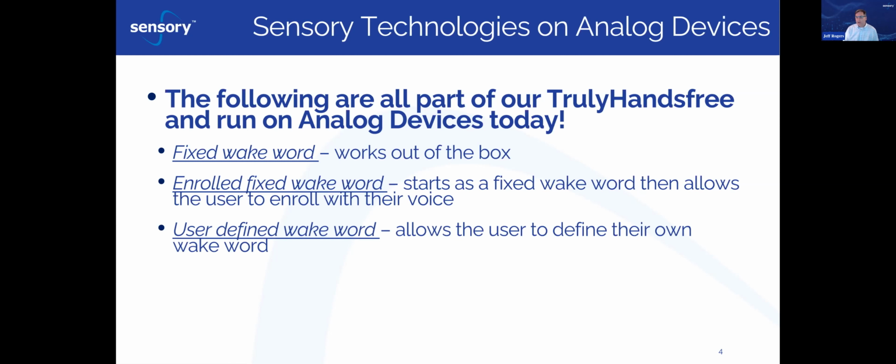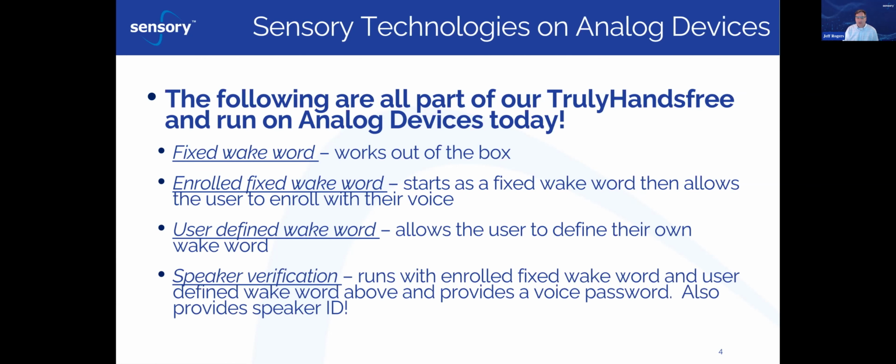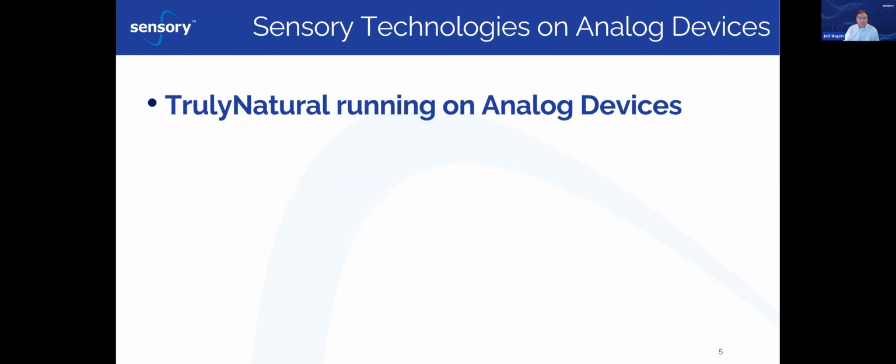We also have user-defined wake words. User-defined wake words allow the user to define their own wake words. So this is now language independent. If I want to speak Klingon to it, I can speak Klingon to it, as an example. And then our speaker verification, as I mentioned, runs along with our enrolled fixed wake word and our user-defined wake word. And this is all part of Truly Hands-Free.